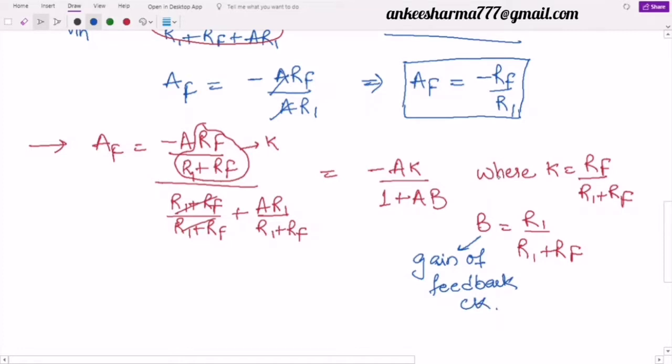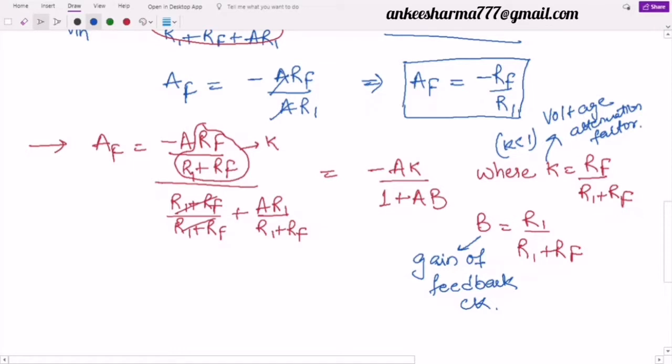And in some of the books you will find that this K is denoted as the attenuation factor, or simply the voltage attenuation factor. And you will find this value will be always less than 1. K is always less than 1. The reason is you find here RF divided by R1 plus RF, so definitely the denominator will be always greater than the numerator unless R1 is equal to 0. As long as R1 is greater than 0, this value of K will always be less than 1.